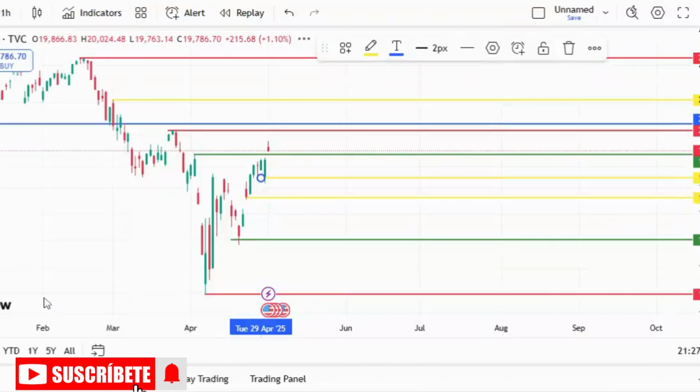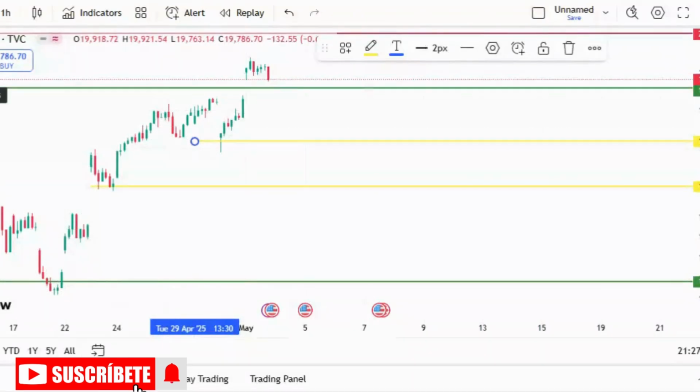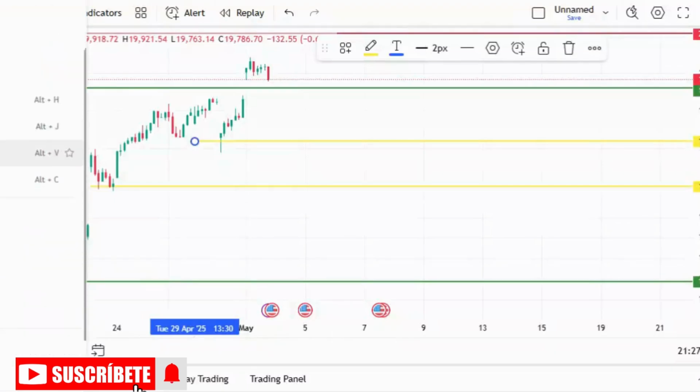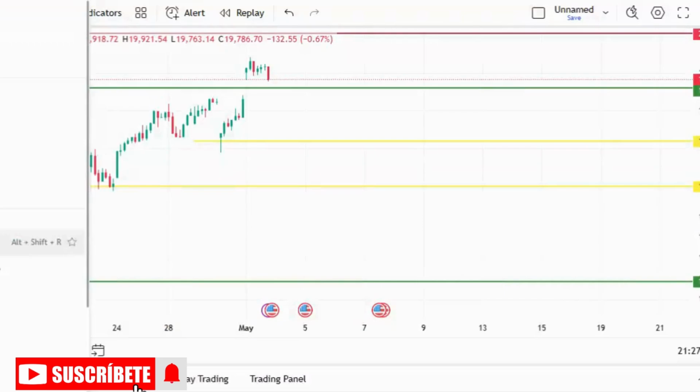You understand? Normally I look for entry at 4 hour, but if I'm swing trading, you understand. But if I'm day trading, I'm looking at maybe 15 minutes to 5 minutes. If I'm day trading, I'm just looking for entry at 15.